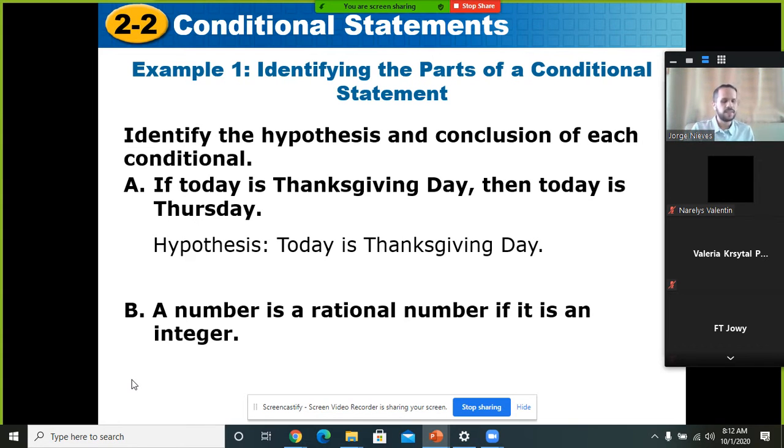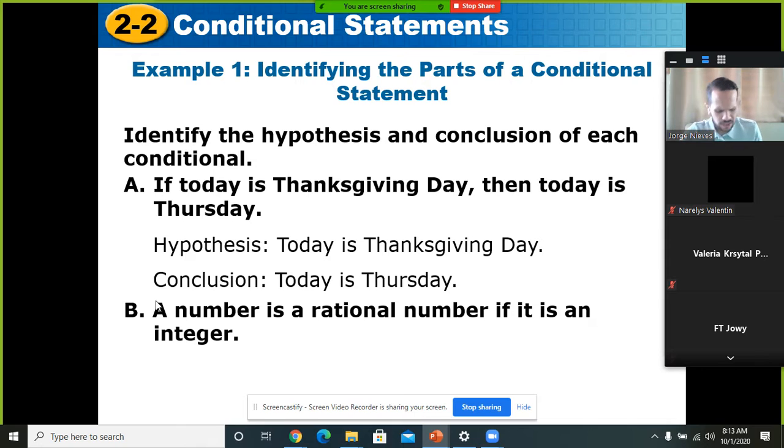This is not hard. You just identify that the hypothesis is the first part of the conditional statement, and the conclusion is the last part of the conditional statement. If the hypothesis is like the possible answer to a question, today is Thanksgiving Day, well, you can conclude that today is Thursday. You just read the sentence and identify the hypothesis, the possible answer to a question, and the conclusion is the last statement of the conditional.